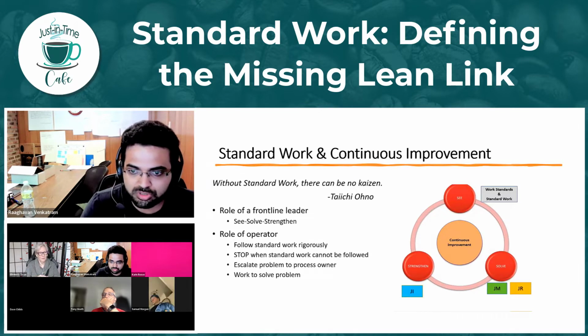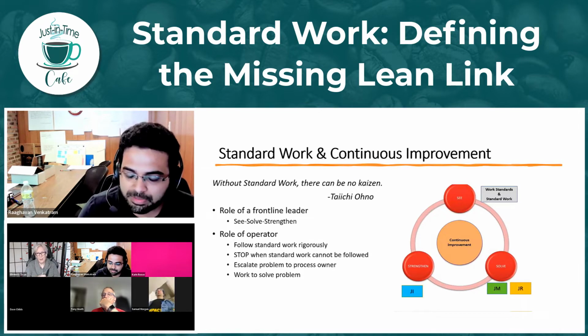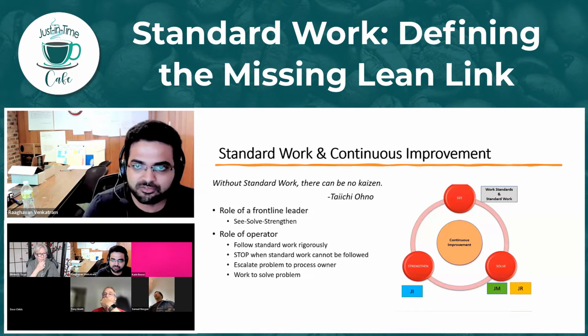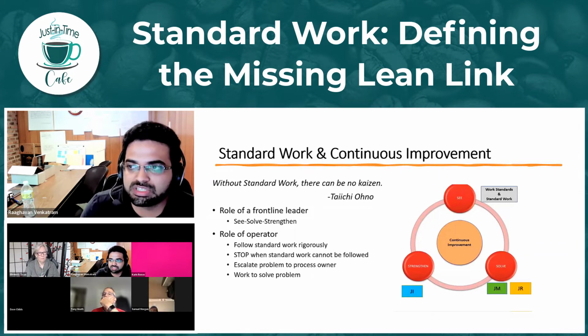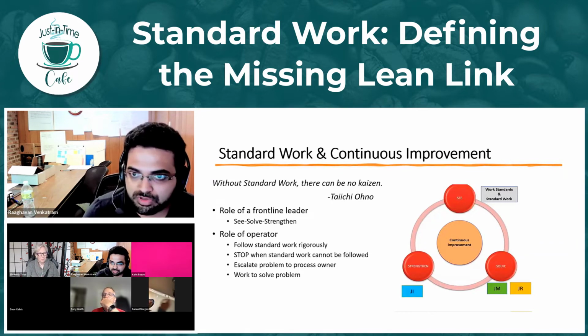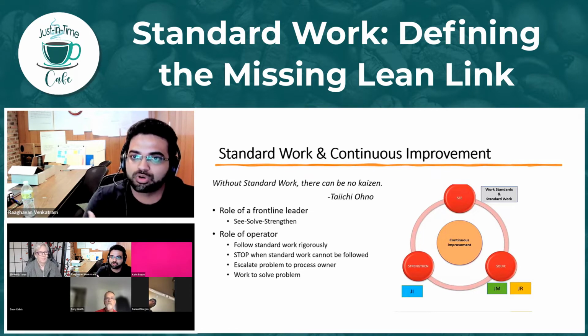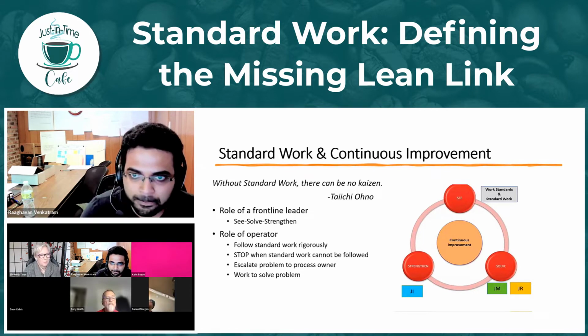And this model pulls in the J programs as necessary in the solve and strengthen phases, but we're not going to dive too deep into that. But in the See phase, when you're able to see problems or opportunities for improvement, that's where standard work and work standards come into play.